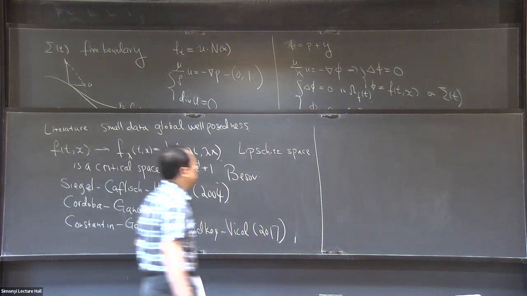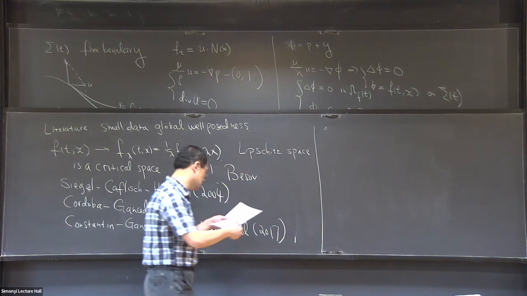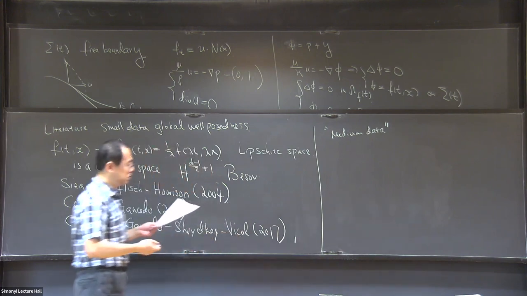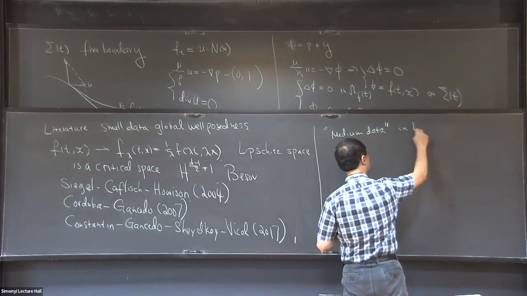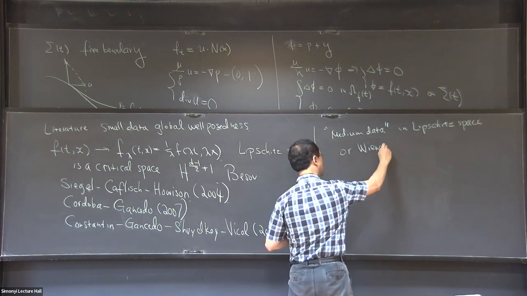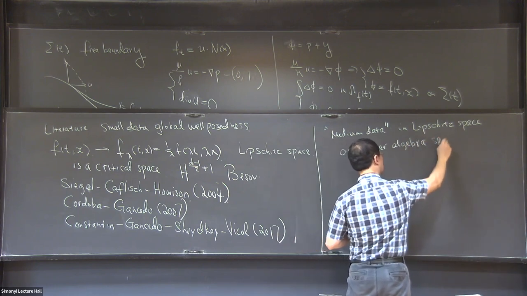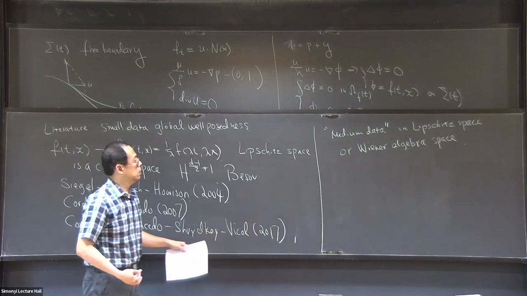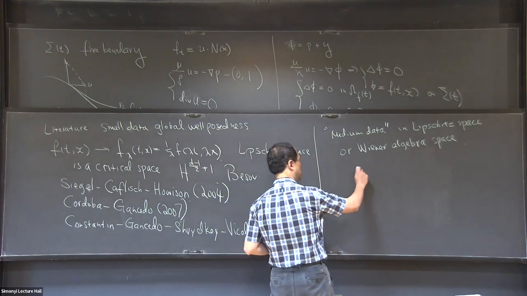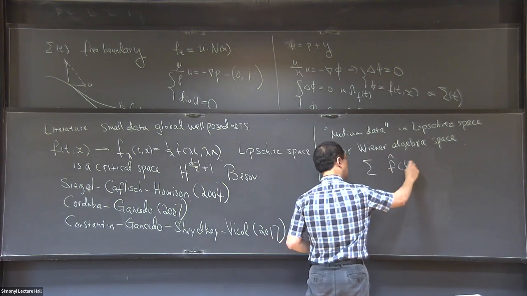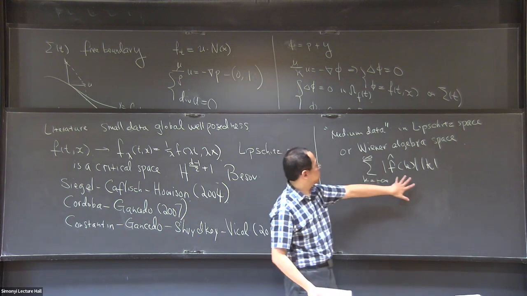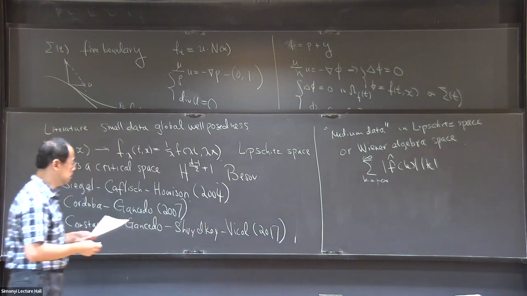As I said before, there are also some results when the data is not so small, but not so large. These are called medium data, in the Lipschitz, Wiener algebra space. The Wiener algebra space is basically you take the Fourier transform, then, depending on whether it is periodic or non-periodic, take the summation or integral. For example, you can take the Fourier expansion, take the absolute value, multiply by k, and then take the sum. This norm is bigger than the Lipschitz norm, so this space is a smaller space.